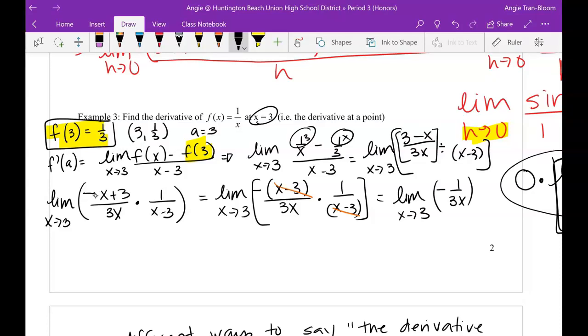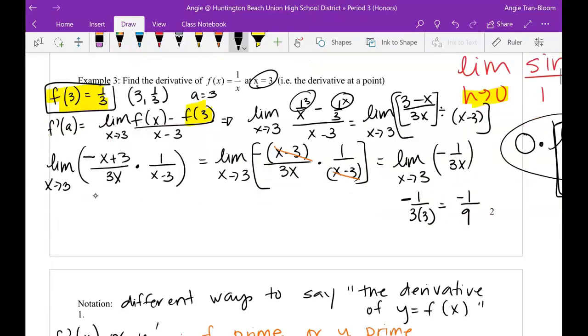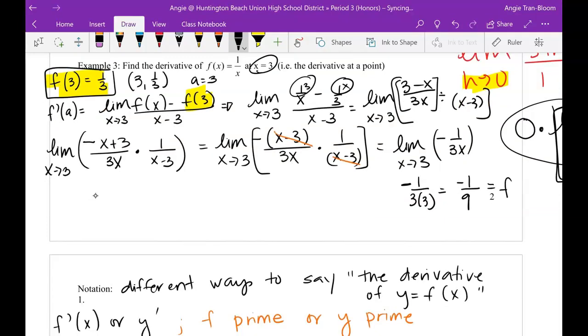So the limit as x approaches 3 of negative 1 over 3x. As you can see, I'm kind of at the end. Now all I have to do is plug in your a, or your x really. So as x approaches 3, by substitution, my derivative at this location is 3 times 3, which is going to be negative 1 over 9. Okay, so this is the derivative at a point. In this case, the point is when x is 3.